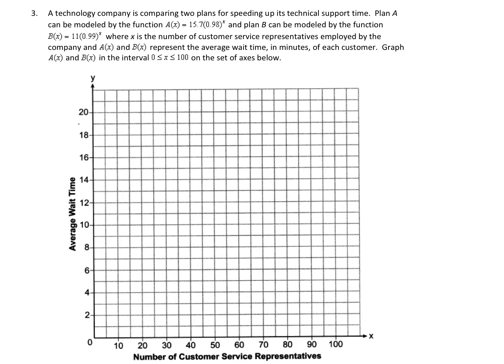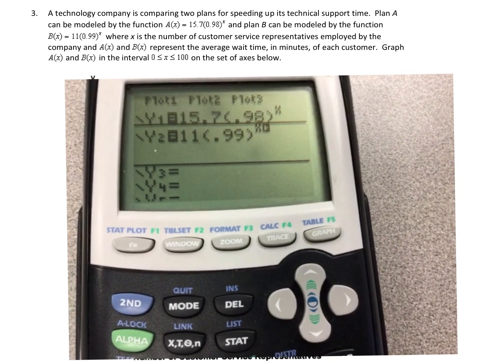Okay, so number 3, it looks like we have 2 companies comparing 2 plans for speeding up its technical support time. Okay, so plan A is given by this function and plan B is given by this function. And what they want us to do is graph A of x and B of x on this set of axes below. Okay, so why don't we, in our calculator, go to y1 and plug in this equation, and then go to y2 and plug in this equation. Okay, so that's what I did.